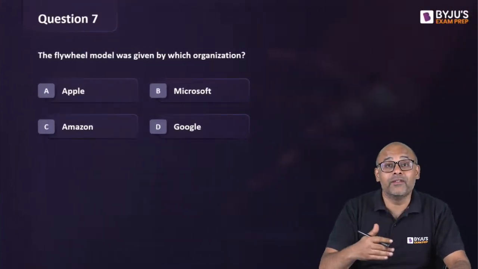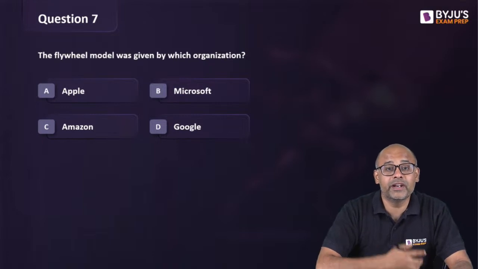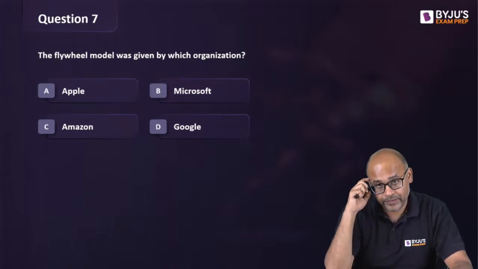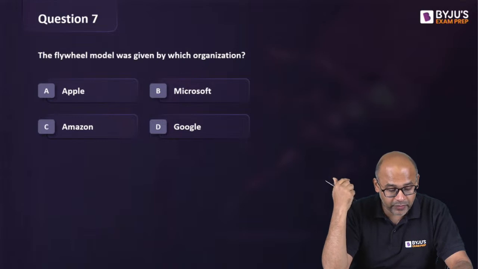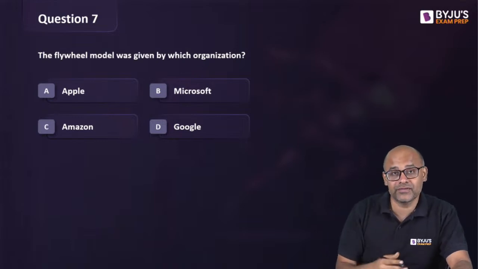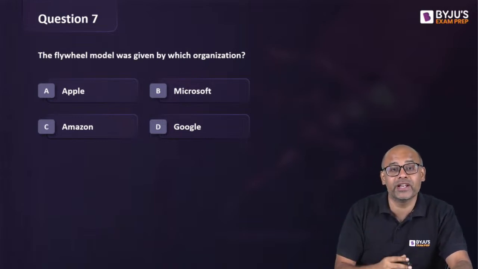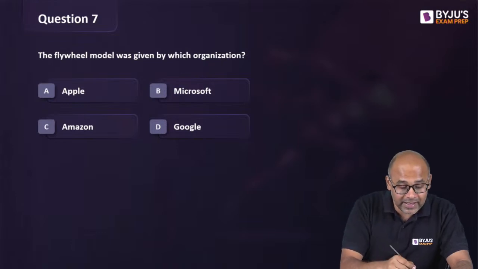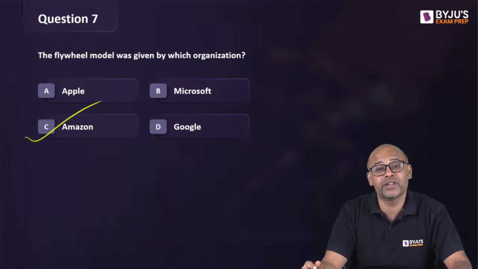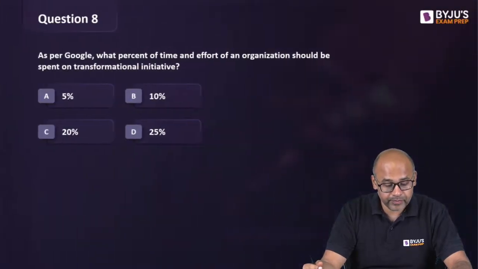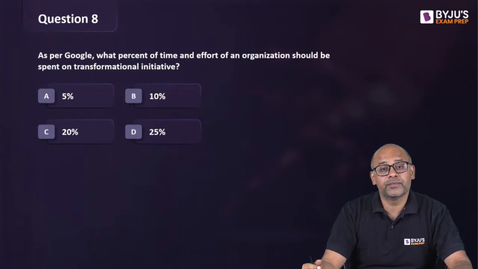Next, flywheel model. We have seen this model. Which company did we see this in? Which company was it? Apple, Microsoft, Google, or Amazon? Yes, of course. I'm happy you all remember this. The answer is Amazon, option C. Okay. Moving on. Next question.